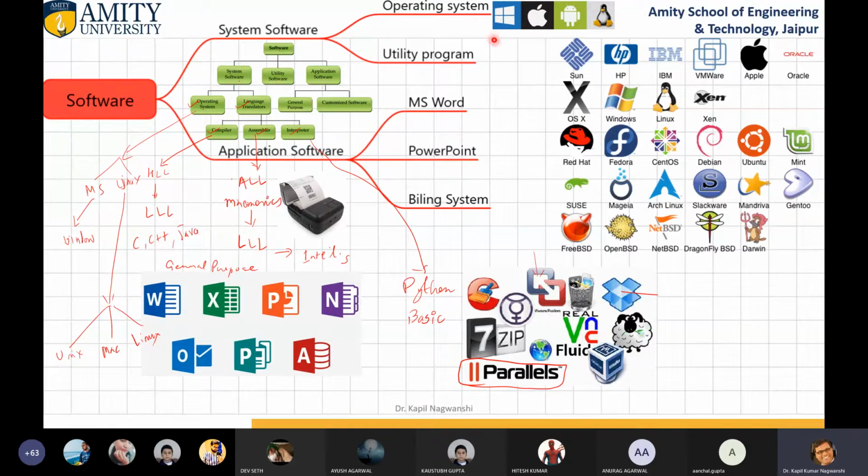Now come to utility programs. Utility programs include antivirus. Then VirtualBox is another utility software, used where you want to install one more operating system. In earlier days, what happened? We needed to install both operating systems, and we needed to flip to either one of the operating systems, then flop, then flip, then flop. We could not enjoy both operating systems simultaneously because of a single PC.